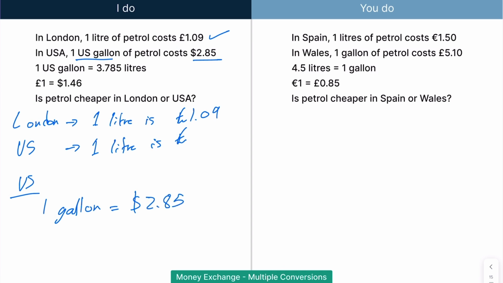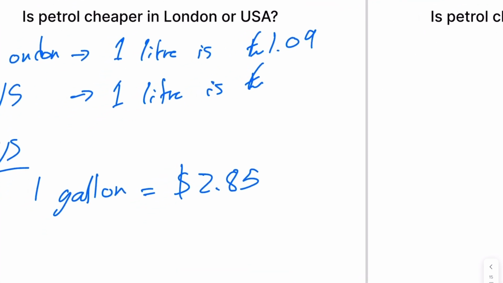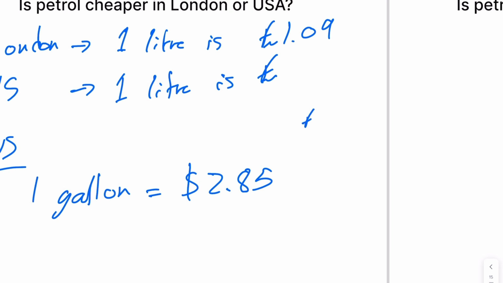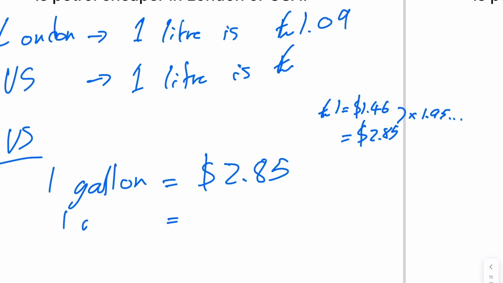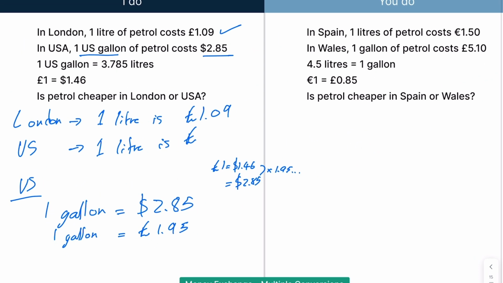Now, the first thing we can do is convert the dollars to pounds. Now, again, I'm just going to zoom in here, so I've got a bit more space to work with. So if I just write that £1 is equal to $1.46, so that means that $2.85, if I do 2.85 and then I divide that by 1.46, that tells me that to go from here to here, I've multiplied by 1.95. So that means in pounds, I can write the exact same thing. I can say, well, actually 1 gallon is £1.95. Now, we've got it in pounds, which is fine, but it's in gallons.